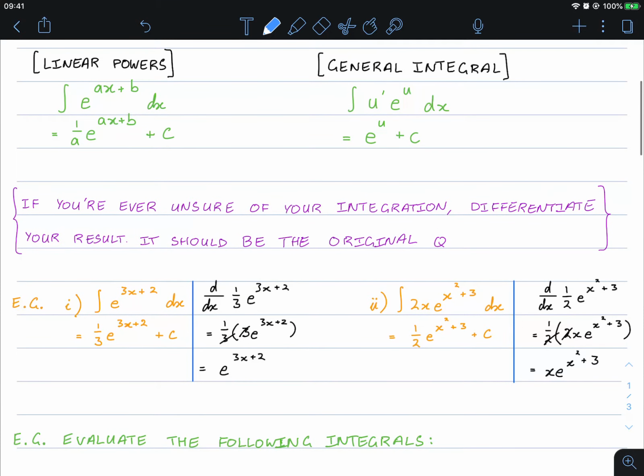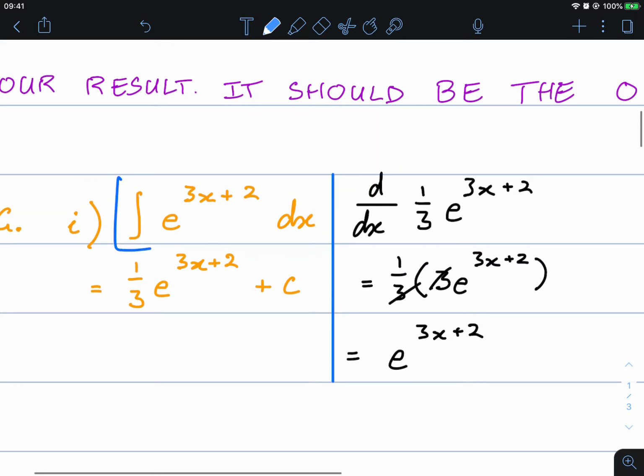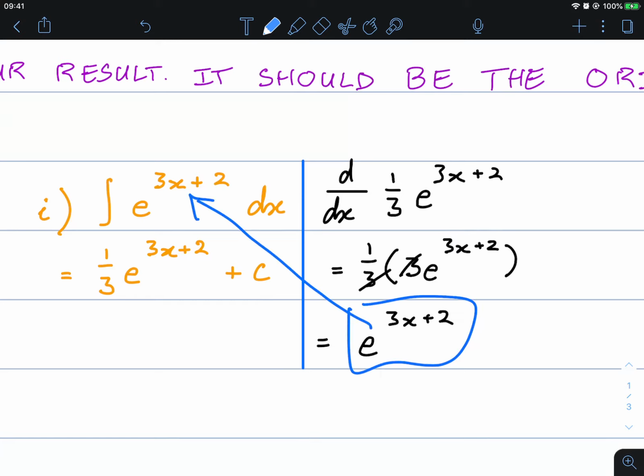Now, a little tip that I've learned is that if ever you're unsure of your integration, differentiate your result and it should be the original question. So take, for example, let's say we had this question here. We were asked to integrate this and we came up with this answer. If we differentiate our result and we find it's matching the original question, that means that this answer is correct.